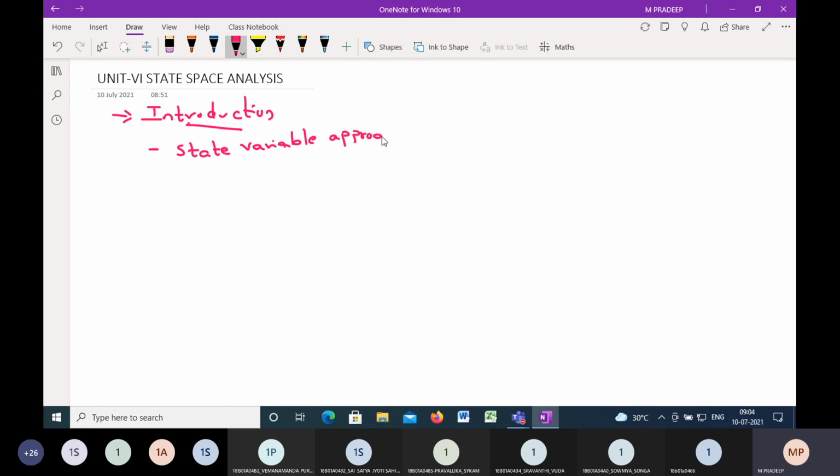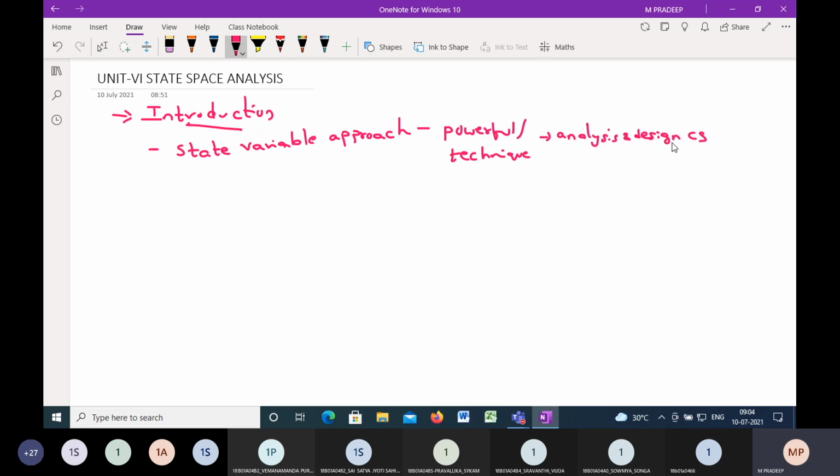The analysis which we are going to consider, we are going to take in with the help of your state variable approach. This approach is one of the most important and powerful techniques which we are going to take in for the analysis purpose, as well as for the design of your control system.